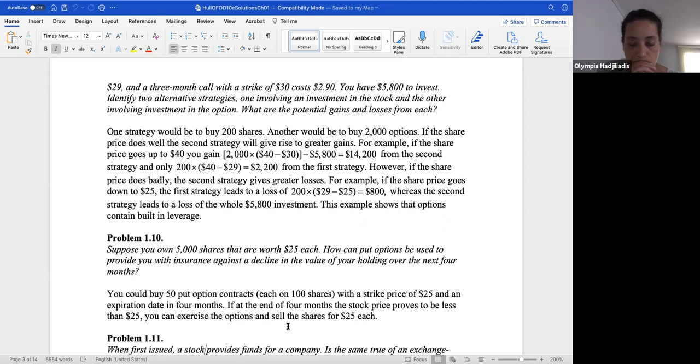Suppose you own 5,000 shares that are worth $25 each. How can put options be used to provide you with insurance against the decline in the value of your holding over the next 4 months? You could buy 50 put option contracts, each on 100 shares, with a strike price of $25 and an expiration date in 4 months. If at the end of the 4 months, the stock price proves to be less than $25, you can exercise the options and sell the shares for $25 each.